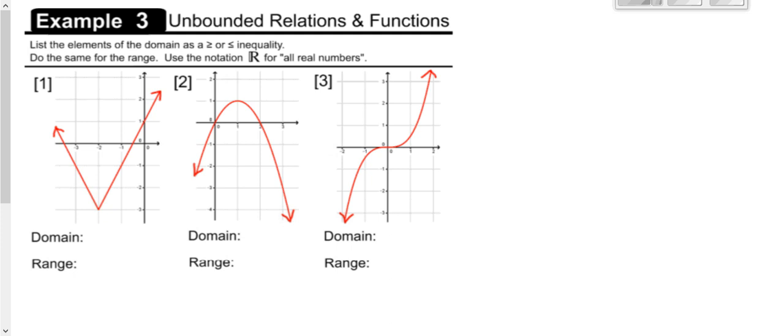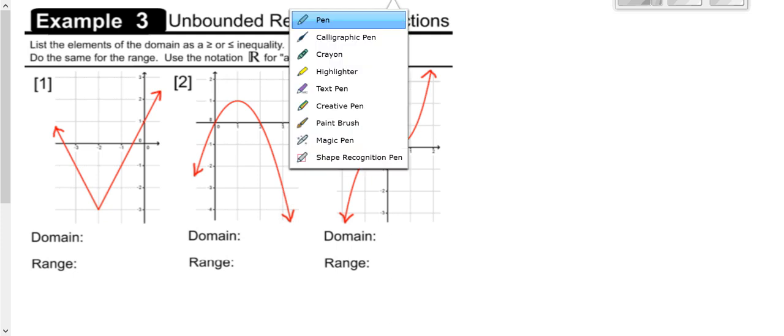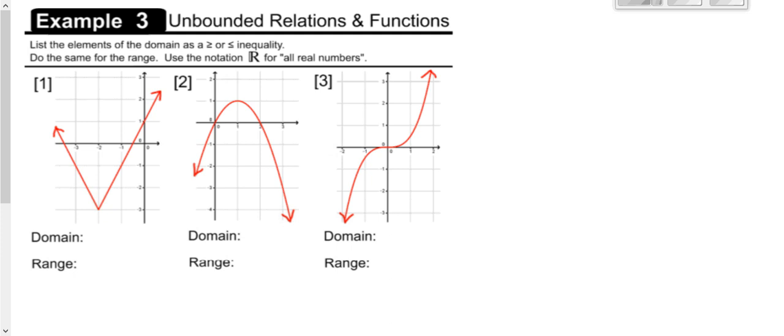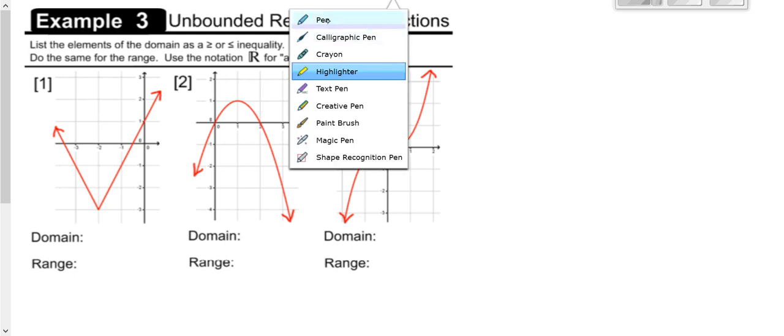So here I have unbounded relations and functions. So you can see I have arrows indicating that the function is continuing on in that direction. So we're going to use number 2 again. We're going to start with all of my x values. So if I look at all of my x values on this graph, you can see that there is actually no clear beginning and no clear ending in my x values. So to write this, there's actually several ways to write it.